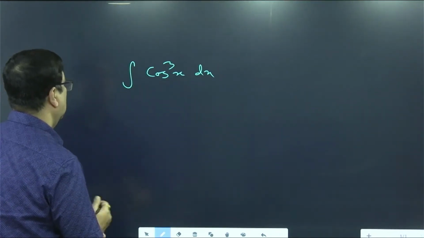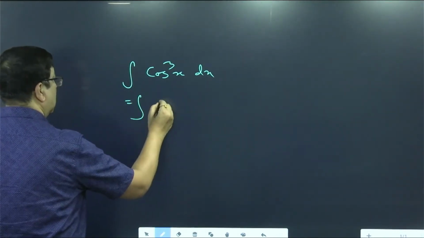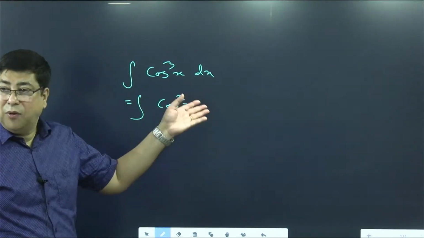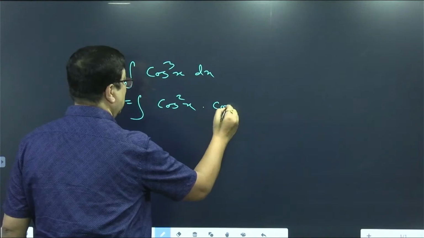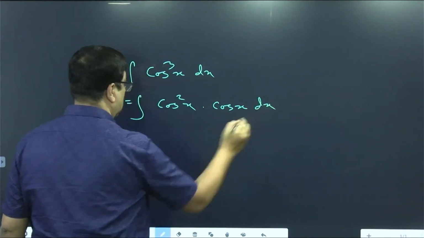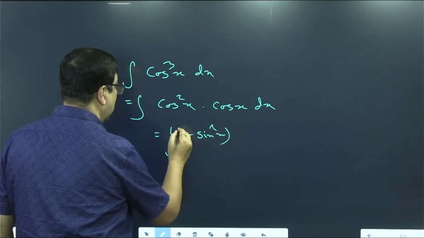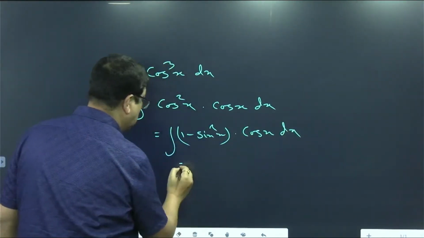Sin x minus sin cube x by 3 plus. Yes, right. Cos square x. There are two ways to solve the sum. One is the cos 3x formula, and another is cos square x into cos x. So we are getting cos square x as 1 minus sin square x. It means whatever you are thinking to take as t, its derivative should be present in the sum.